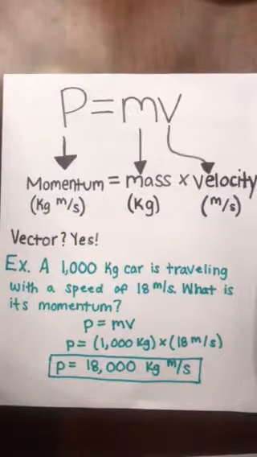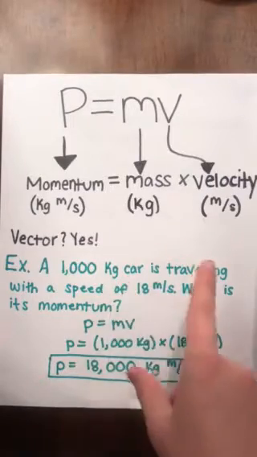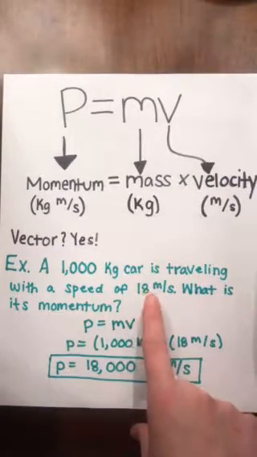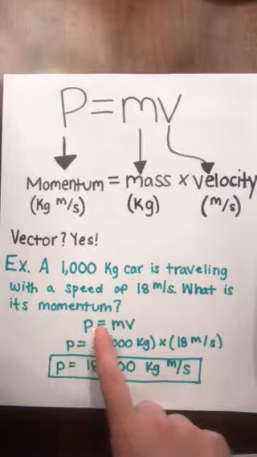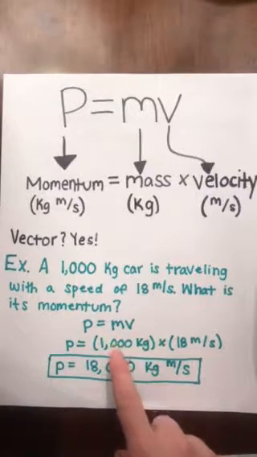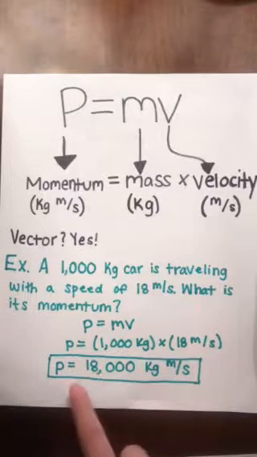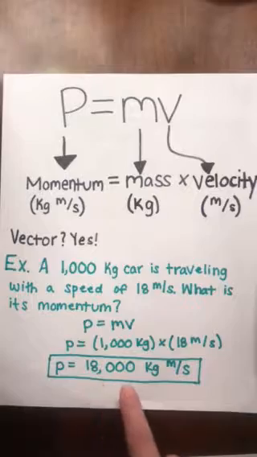It should also be known that momentum does have direction, so it is a vector quantity. Just to do a quick example demonstrating this basic equation, we have a 1,000 kilogram car and it's traveling with a speed of 18 meters per second. If we wanted to find its momentum, we would use the equation P equals mv. We would plug in its mass of 1,000 kilograms multiplied by its velocity of 18 meters per second. So we would get its momentum to be 18,000 kilograms times meters per second.